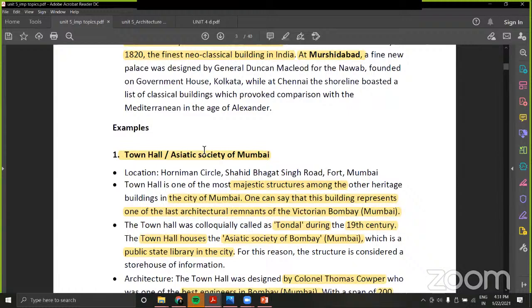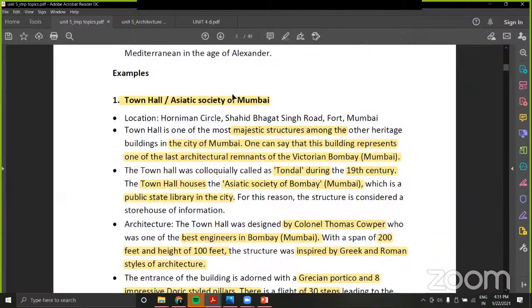Yeah, which is Town Hall, or the Asiatic Society of Mumbai. Town Hall is one of the most majestic structures among the other heritage buildings in the city of Mumbai. One can say the building represents one of the last architectural remnants of Victorian Bombay, Mumbai. Town Hall was one of the most important public buildings constructed in Mumbai, and town halls were also called Tondal during the 19th century.